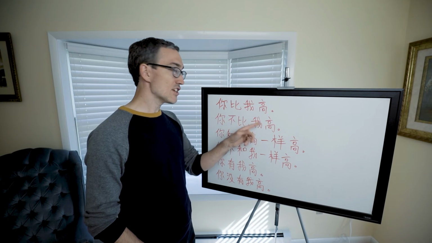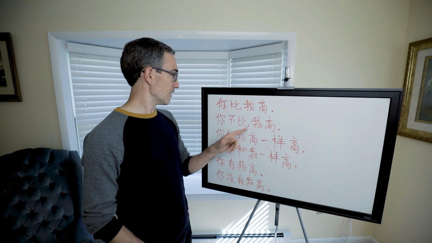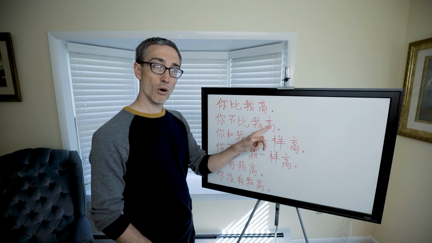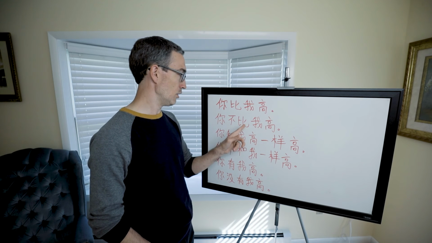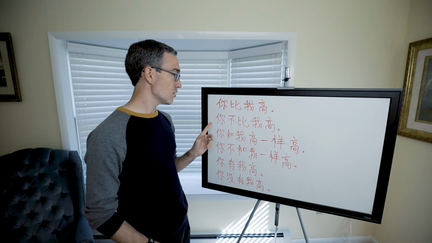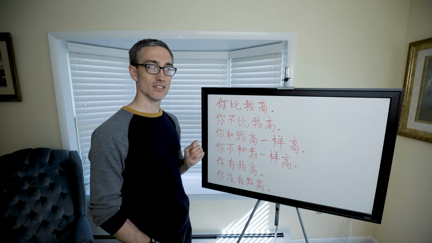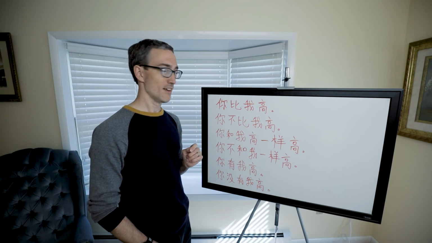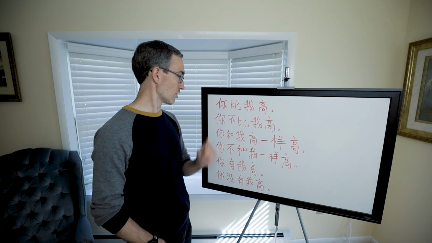Now we have the negation of that. So you are taller than me. 你不比我高. 你不比我高. And this means you are not taller than me. And so you are not taller than me.